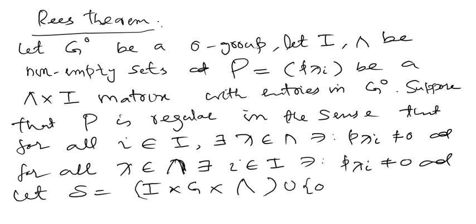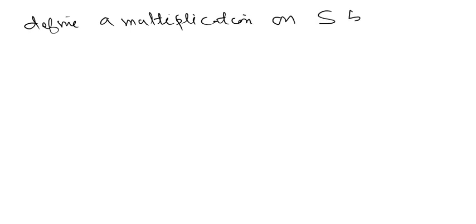It is a 0 semigroup which contains 0, and define on S a multiplication by this rule.